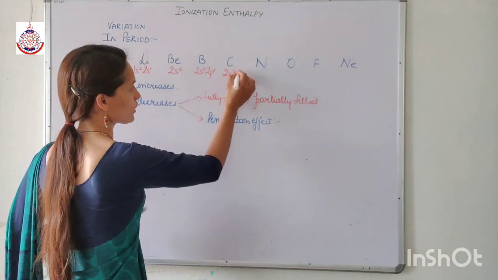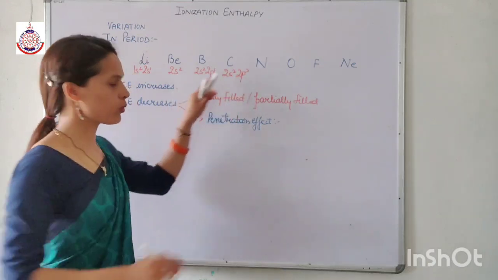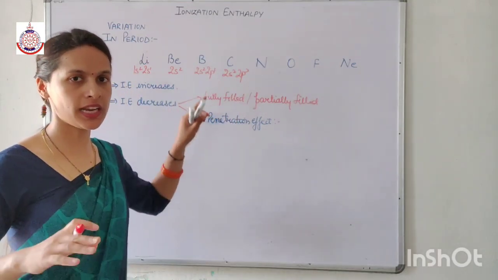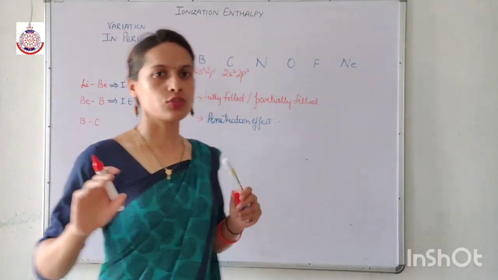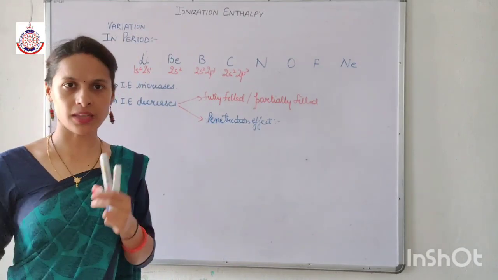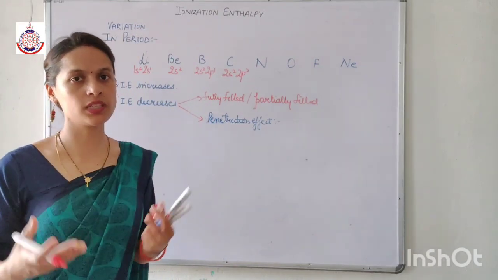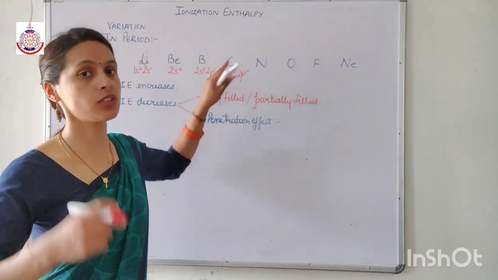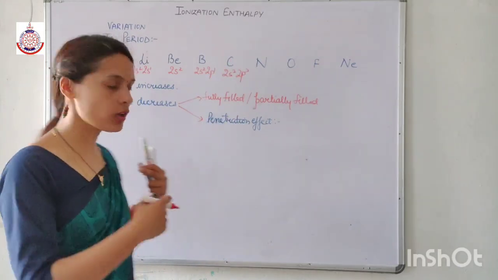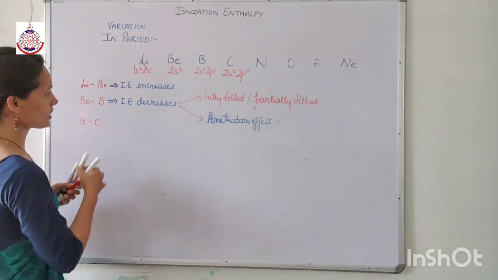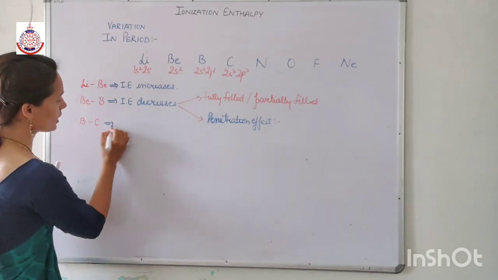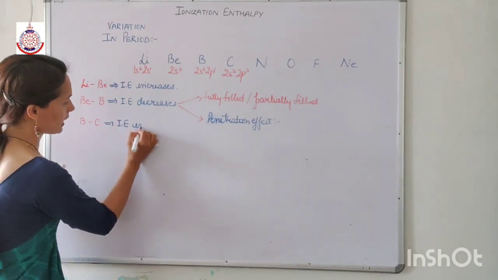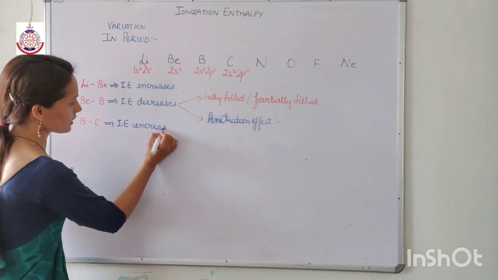Now next, when we move from boron to carbon, the configuration is 2s2 2p2. In both cases, we have to remove the electron from the 2p subshell. So there is no role of the subshell, only the nuclear force of attraction matters, and in carbon the nuclear force of attraction is more than that of boron. Therefore, ionization enthalpy increases.